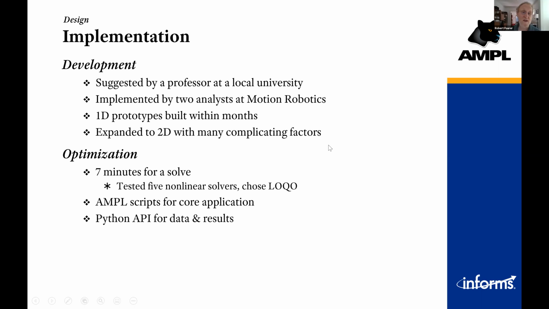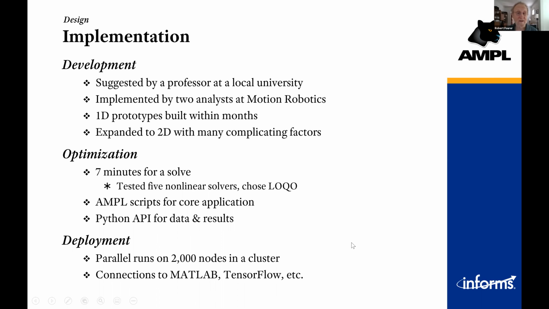Typical optimization takes 7 minutes to solve, and they tested 5 nonlinear solvers before arriving at the one that worked best for them. It uses AMPL scripts and the Python API to AMPL to embed it in their larger system, which includes wind tunnel data and things like that. And they deployed it so that it could run in parallel on up to 2,000 nodes in a compute cluster, so they can run a huge number of cases at the same time. And then they connected it to various other systems that they use in doing their design.